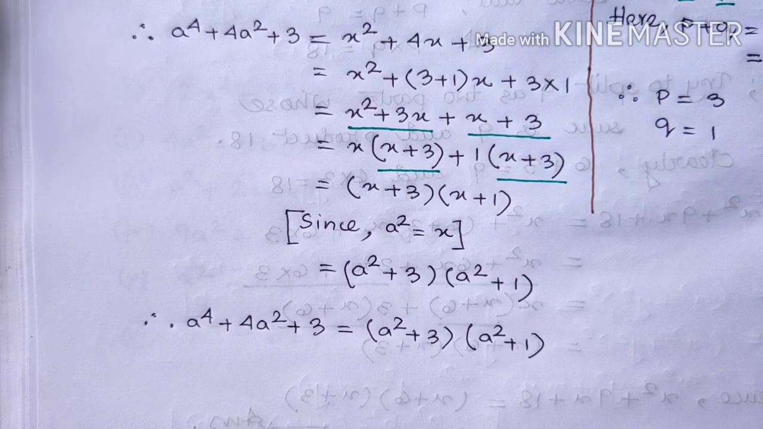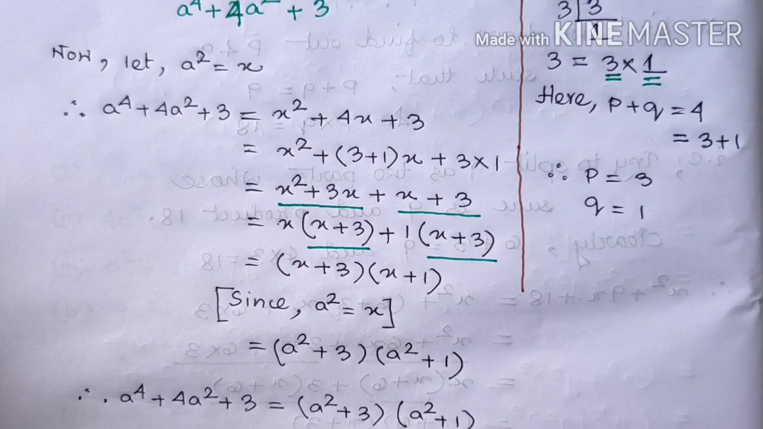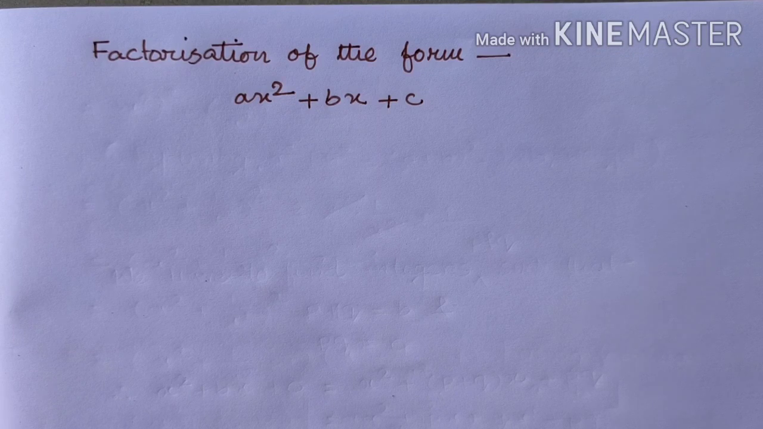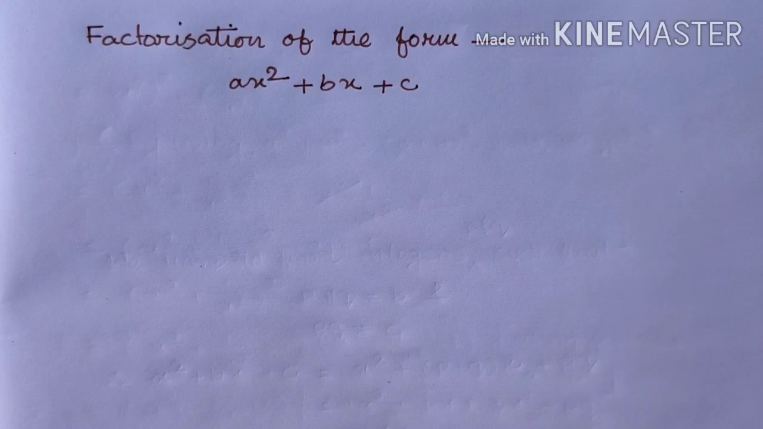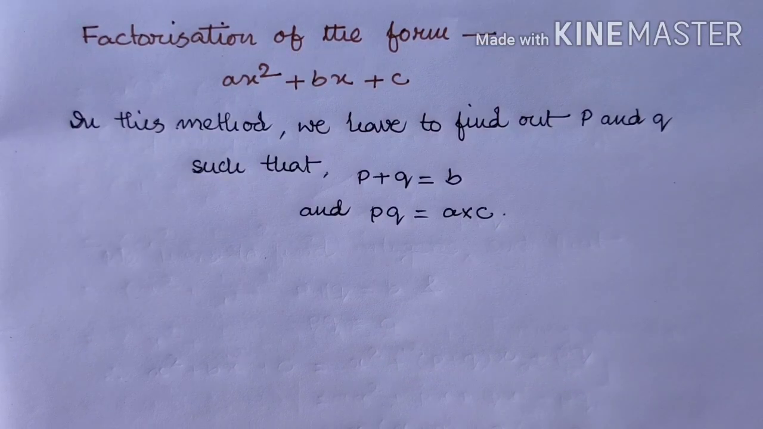This is the factorization of a to the power 4 plus 4a square plus 3. Factorization of the form ax square plus bx plus c. In the previous method, the value of a was always 1. In this method, we have to find p and q such that p plus q equal to b and pq equal to a into c. Similar problem as the previous method.